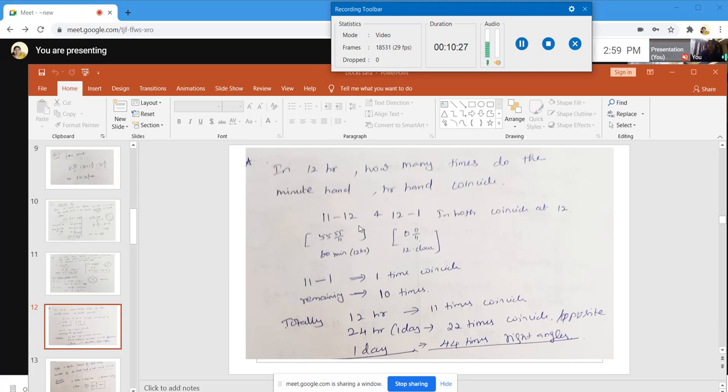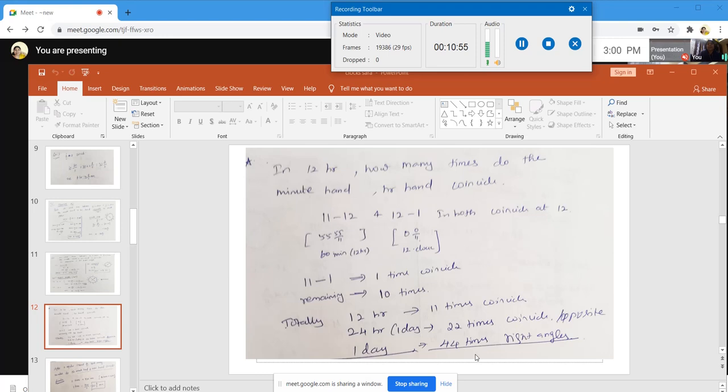So you know that in a clock, 12 hours is there. So how many times do the minute hand and hour hand coincide? It's a general thing they are asking. From 11 to 1, that will coincide only one time. So in 12 hours it will coincide 11 times. In 24 hours, that means in one day, that will coincide 22 times. In the same manner, 22 times that will be in opposite direction also.